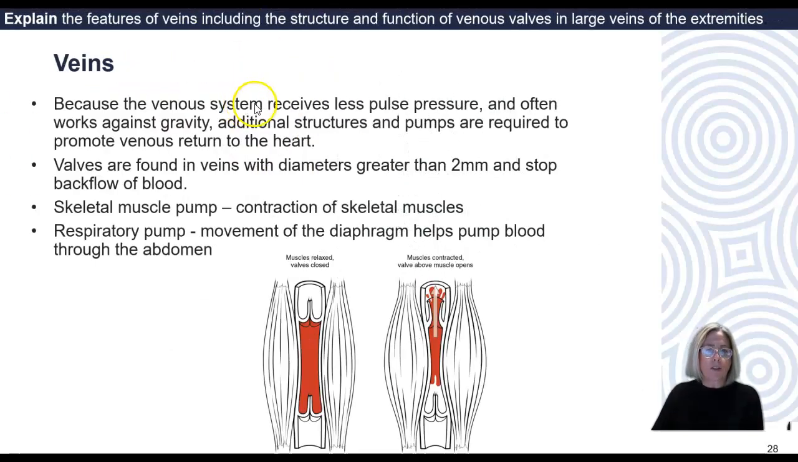Final thing we're going to look at is the presence of valves in veins that have a diameter greater than 2 millimeters. Because the venous system receives less pulse pressure and often works against gravity, additional structures and pumps are required to promote venous return to the heart. These little valves are found in veins with diameters greater than 2 millimeters, and they stop the backflow of blood. These venous valves are far more common in veins of the lower limb because, due to gravity, you're trying to push blood in an upwards direction back towards the right side of the heart, but gravity is going to tend to cause backflow. In that case, the little valves help to prevent that by closing over.